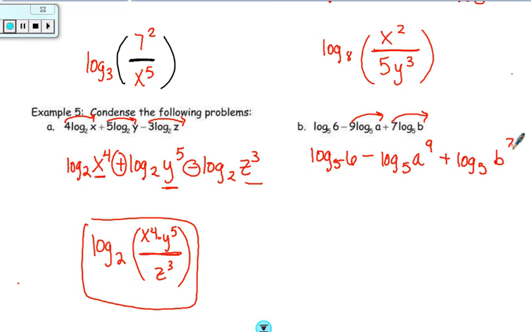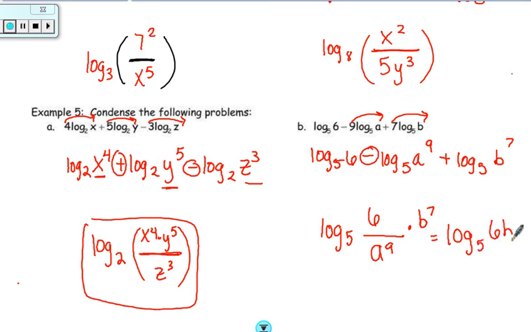Okay, so I know I have log base 5. I know I'm starting with a 6. I know I have subtraction, so I'm dividing. I am dividing by a to the 9th. However, b to the 7th is not in a parentheses, so I'm not dividing by b to the 7th. I am timesing it by b to the 7th, which means that the b to the 7th is really on top of my fraction, okay?